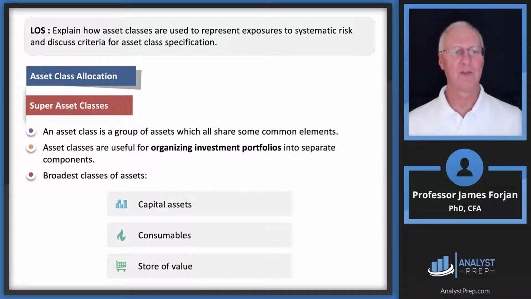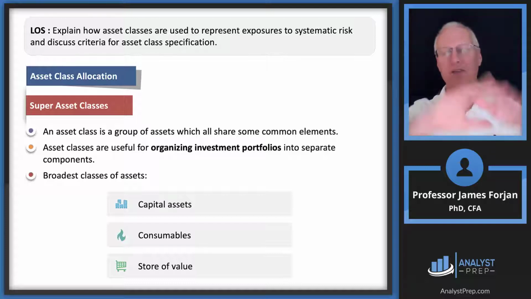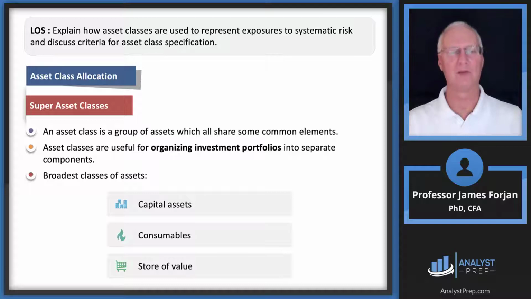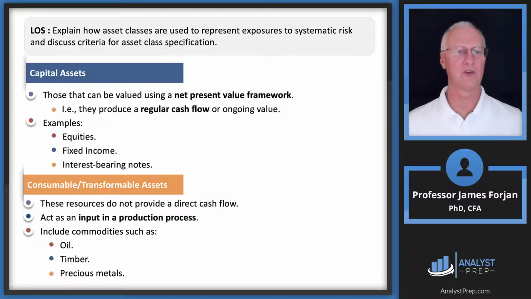All right, how about super asset classes? An asset class is a group of assets which all share some common element. But here, let's talk about this broad class: capital assets, consumables, and a store of value. We know what these capital assets are: equities and fixed income securities. They produce a regular cash flow, which could mean dividends and interest income. Then consumable and transformable assets: oil, timber, precious metals.